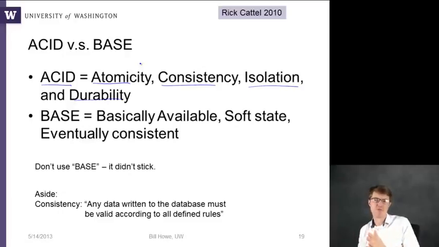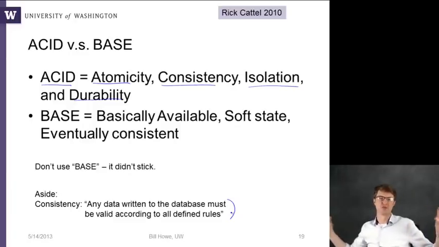Consistency is the slipperiest one in my mind, and this quote down here maybe captures that. So it's sort of any data written to the database must be valid according to all defined rules. And the question is, well, where do these defined rules come from? Sometimes they're actually integrity constraints in the database. Other times they're just sort of business logic rules, perhaps enforced by the application or just assumed by the application. And so it's a little bit difficult to, say, prove a system achieves application level consistency.